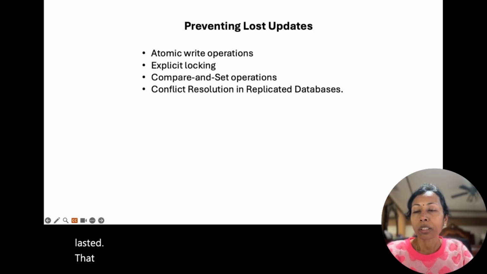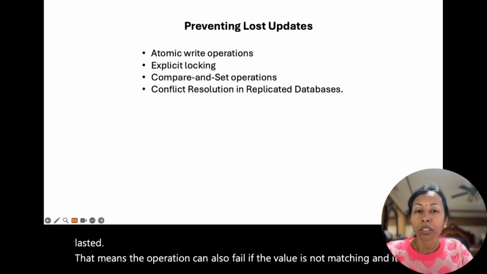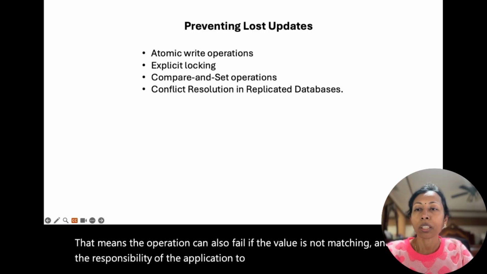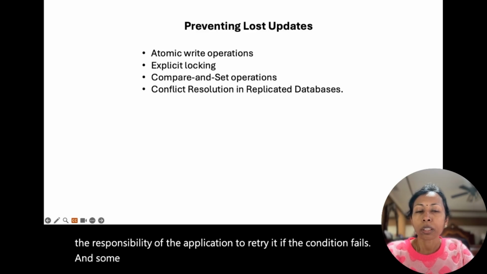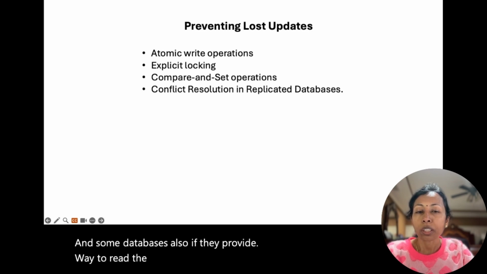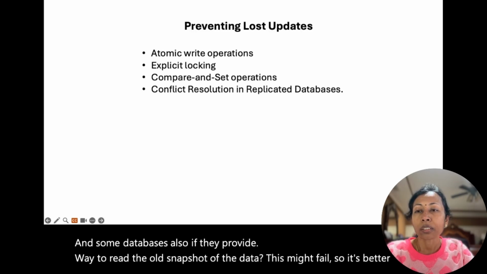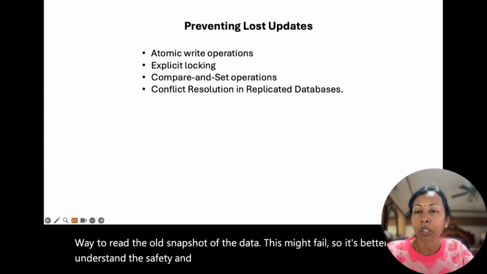That means the operation can also fail if the value is not matching, and it's the responsibility of the application to retry it if the condition fails. And if some databases provide a way to read from an old snapshot of the data, this might fail. So it's better to understand the safety and snapshot isolation provided by your database before implementing this.